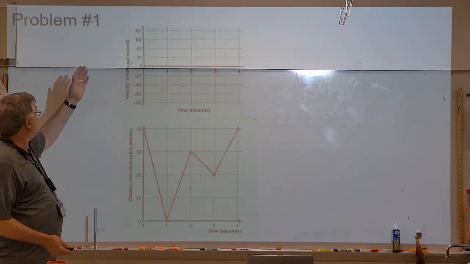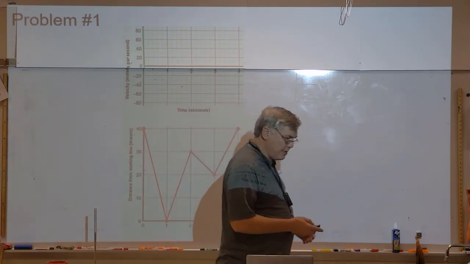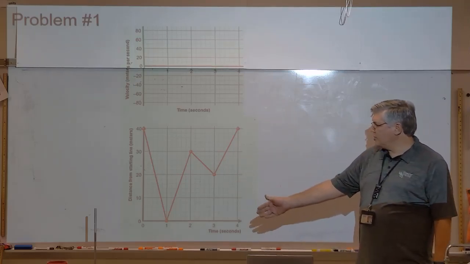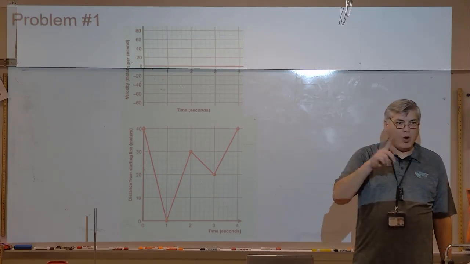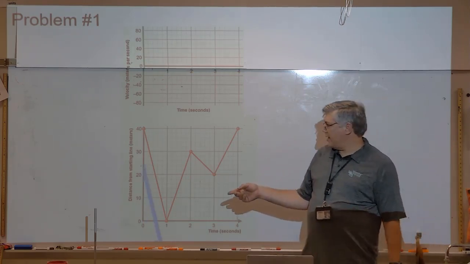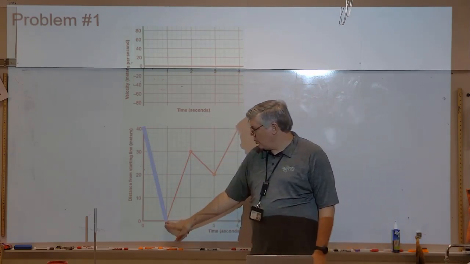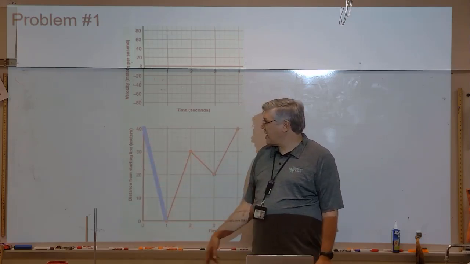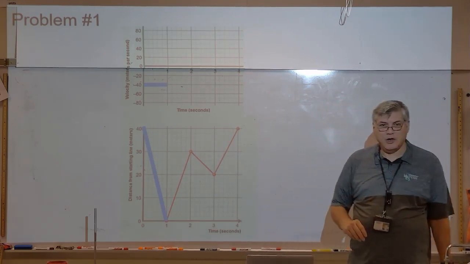So let's take a look at problem number 1. The first line segment is going from 40 to 0. So which direction are we moving? We're moving forward or backwards? Backwards, right. So for this line segment, we're moving backwards. We end at 0, minus 40, so we have negative 40 in 1 second. So up here, we're going to have negative 40.